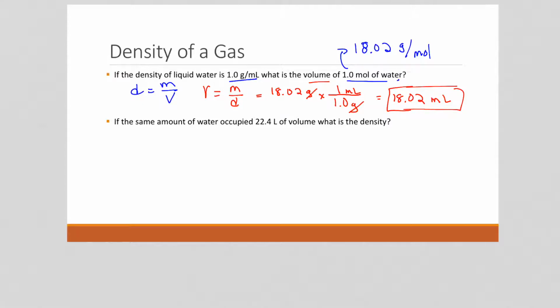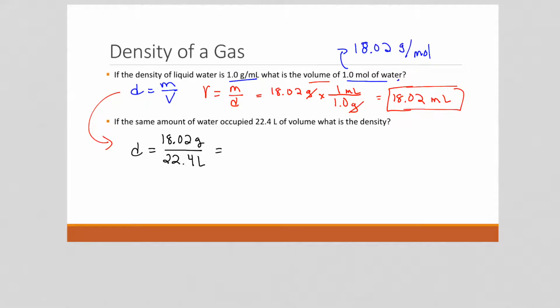Now, what if I were to hypothesize that if the same amount of water occupied 22.4 liters, what would its density become, right? So what would the density be if that same amount of water occupied 22.4 liters? Well, again, we're going to go back to our density equation here. And so our unknown density is going to be our mass. So it's the same amount, so we have 18.02 grams. And our volume here is 22.4 liters.